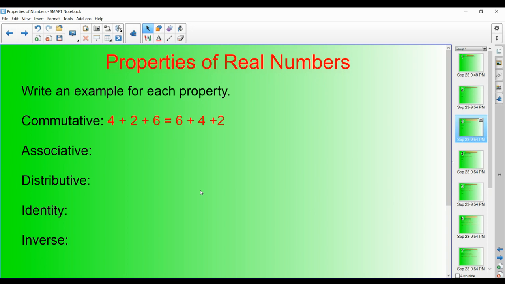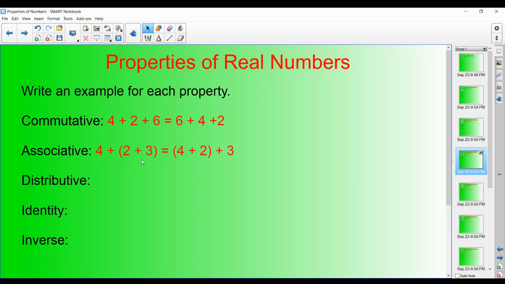So the commutative property says that I can change the order of this addition problem or a multiplication problem, and I will still get the same result. I may see that I can do 4 plus 6 pretty easy and get 10, so I may want to do it in that order, 4 plus 6 and then plus 2. Both will get me 12. So the commutative property says I can change the order of addition or a multiplication problem, and the answer won't change. The associative property is very similar, but it says I can change the grouping.